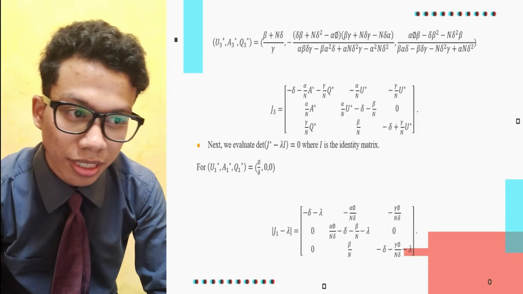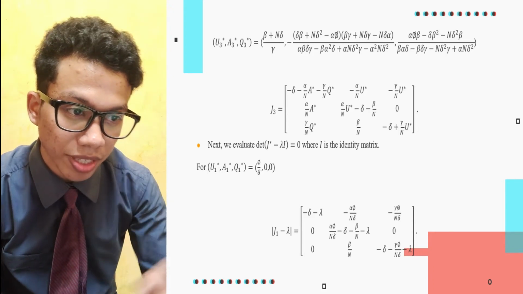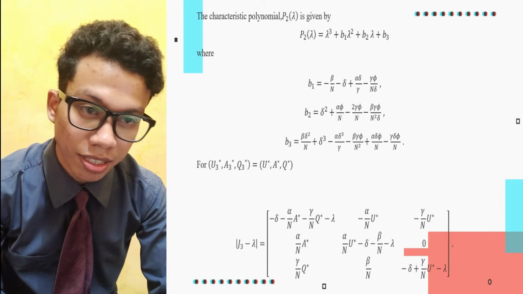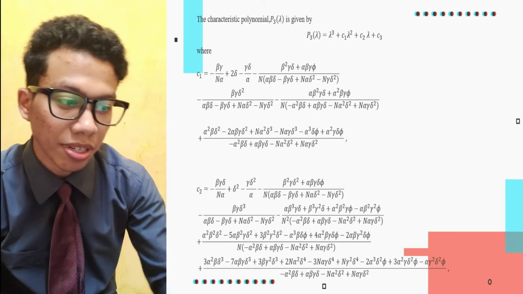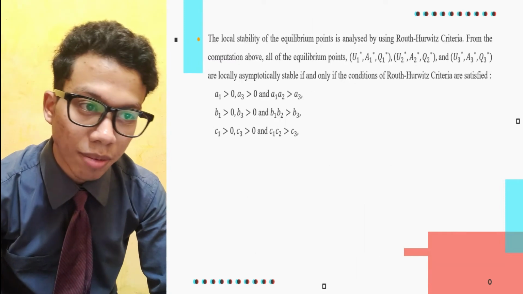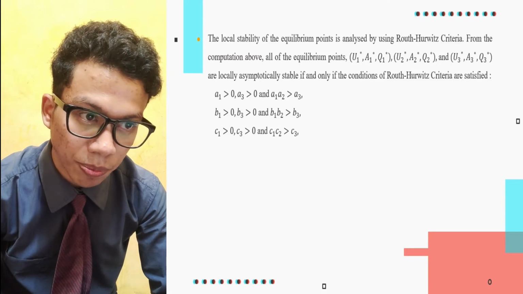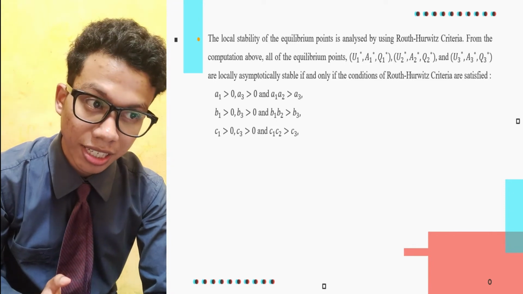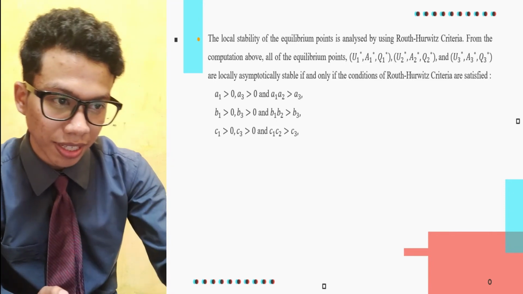Next, we evaluate the determinant of J minus lambda I equal to 0, where I is the identity matrix. Then we can find the characteristic polynomials P1(lambda), P2(lambda) and P3(lambda). The local stability of the equilibrium points is analyzed using the Routh-Hurwitz criteria from the computation above. All the equilibrium points are locally asymptotically stable if and only if the conditions of the Routh-Hurwitz criteria are satisfied.